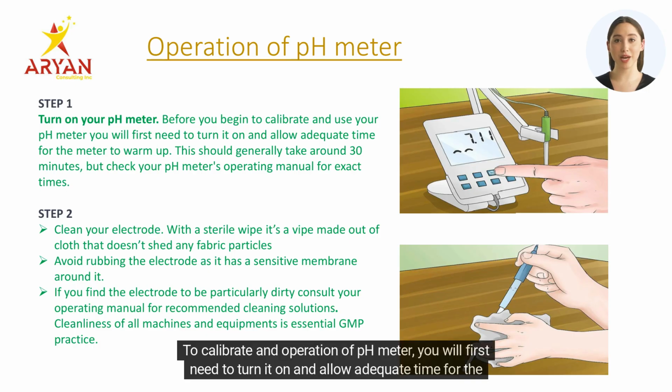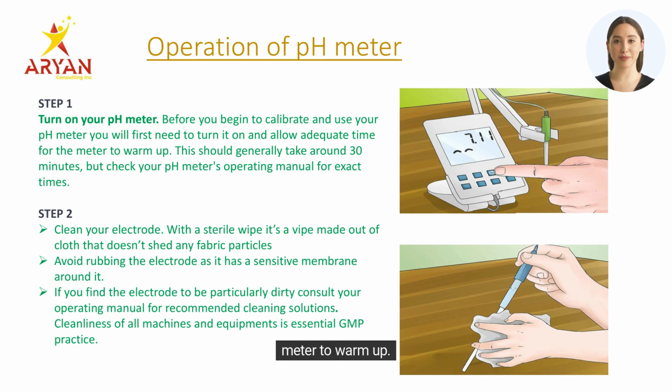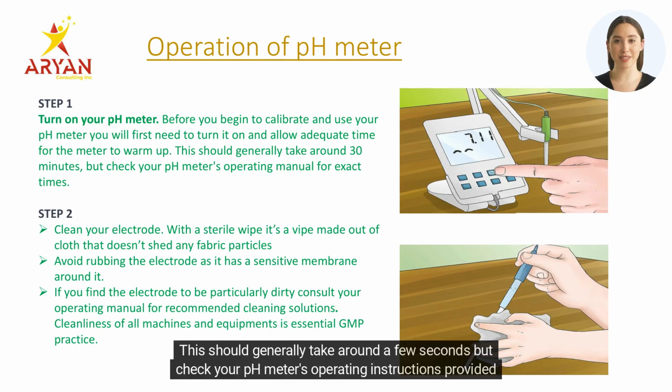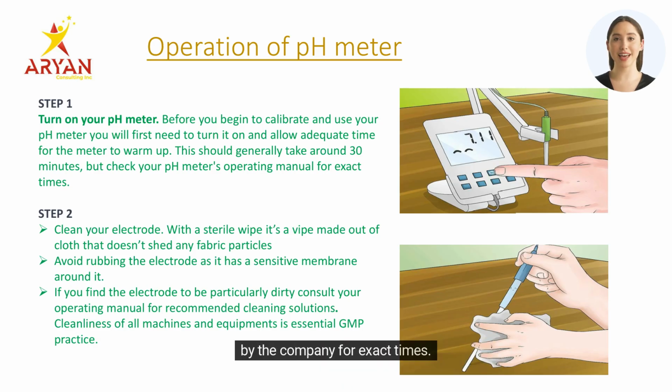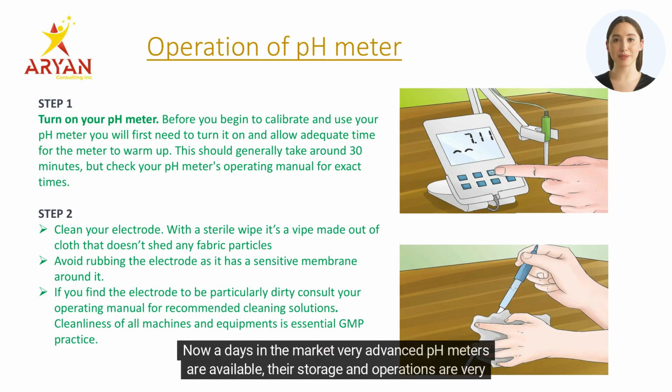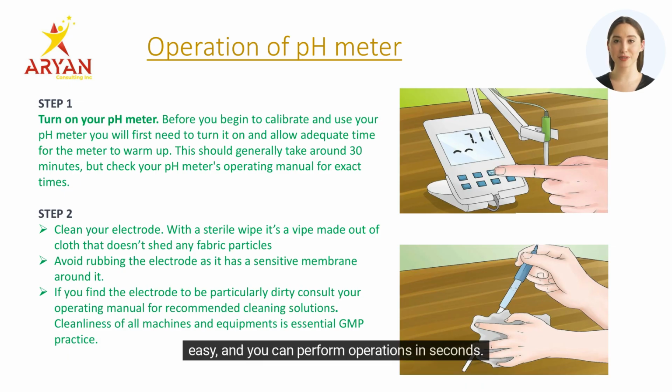To calibrate and operate a pH meter, you will first need to turn it on and allow adequate time for the meter to warm up. This should generally take around a few seconds, but check your pH meter's operating instructions provided by the company for exact times. Nowadays very advanced pH meters are available in the market, their storage and operations are very easy, and you can perform operations in seconds.